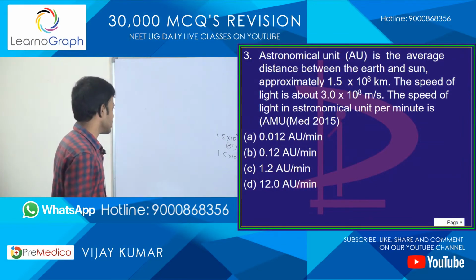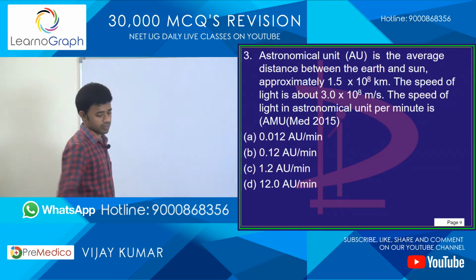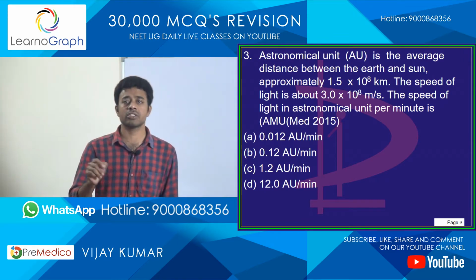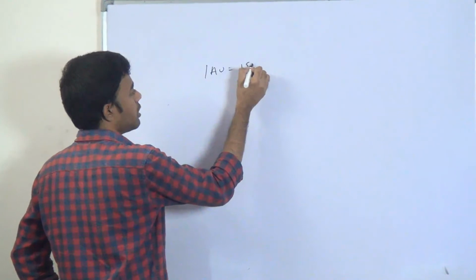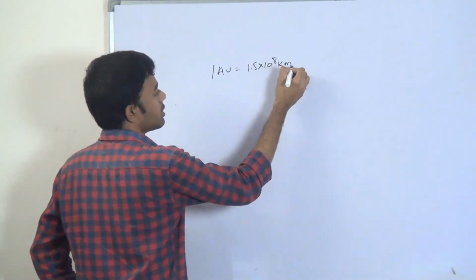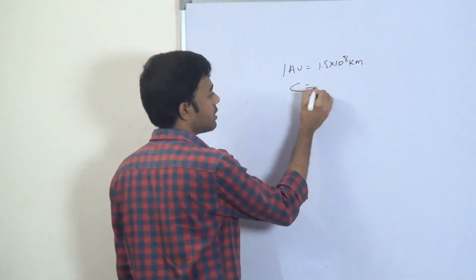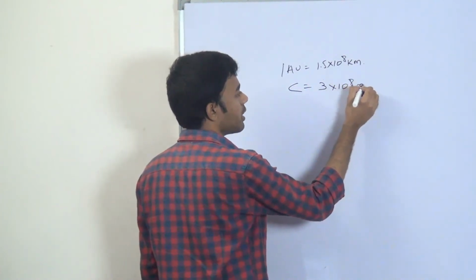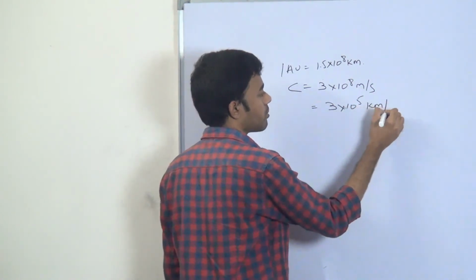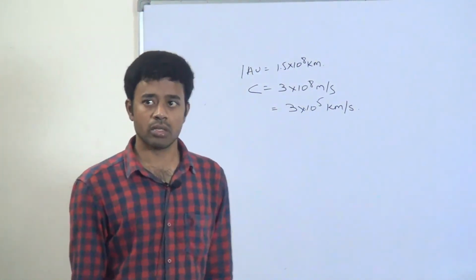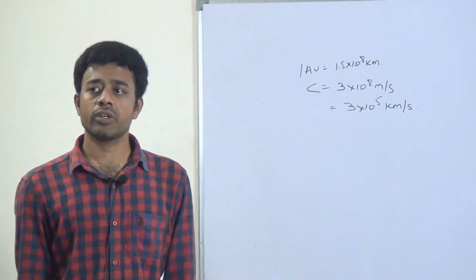First we have to calculate one thing: what is the amount of time it takes for light to travel from Sun to Earth? We know the average distance between the Earth and Sun, 1 astronomical unit, is 1.5 into 10 to the power of 8 kilometers. And the speed of light, 3 into 10 to the power of 8 meters per second, is 3 into 10 to the power of 5 kilometers per second. So he is asking for the speed of light in astronomical units per minute.